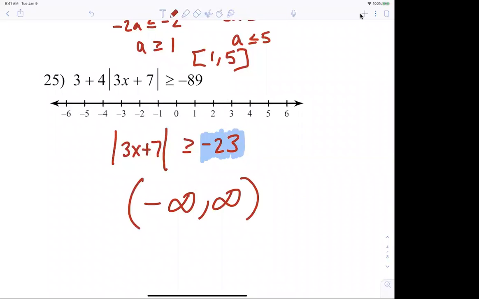All right. So again, you just have to be careful on the ones that are greater than a negative. If they're greater than a negative, it's always true. If they're less than a negative, they're never true.